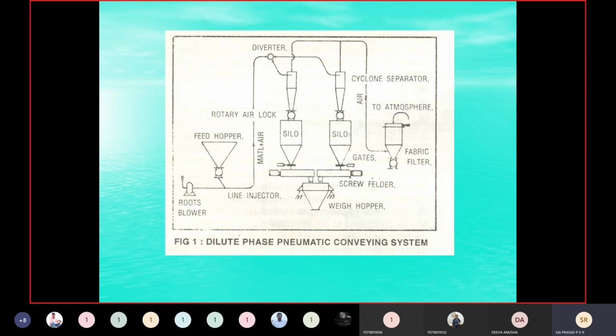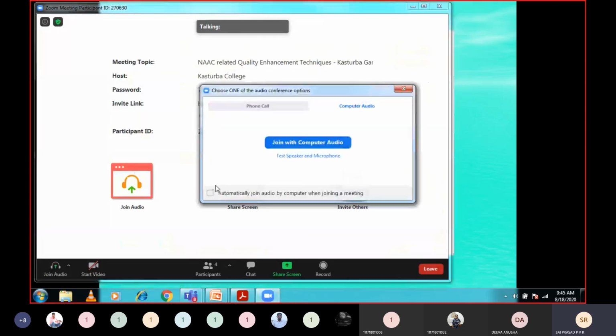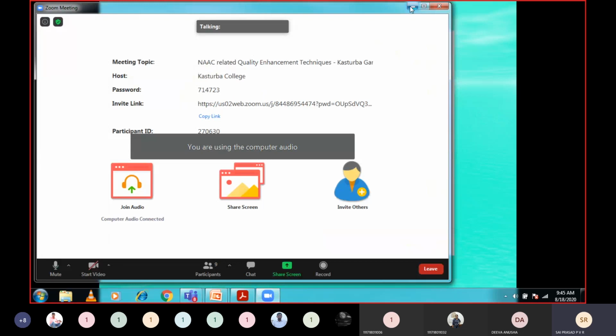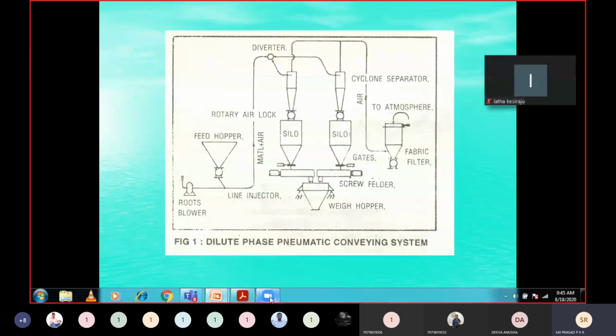The fluid has to do some amount of work. What work is it doing? It has to push, it has to exert some higher drag force. Second. What is this?